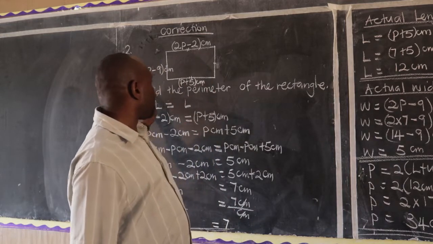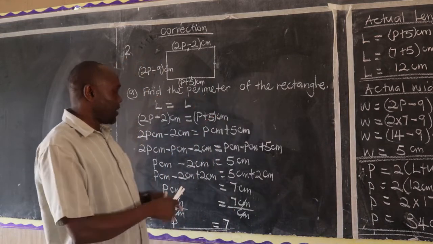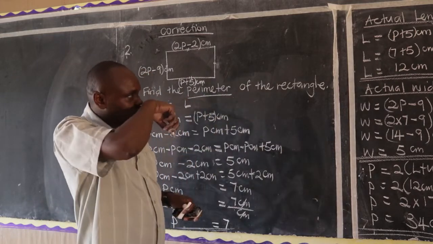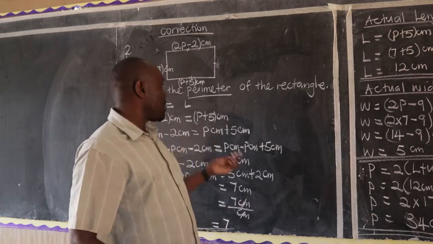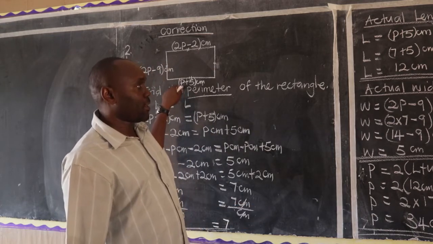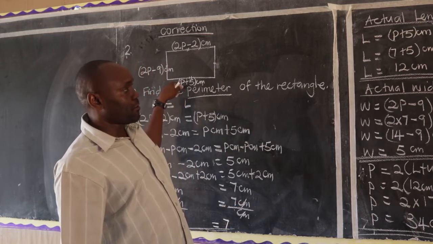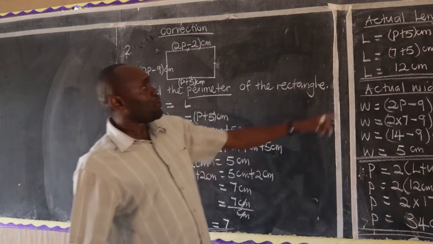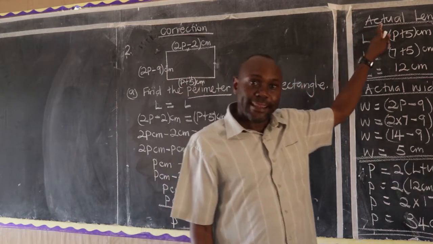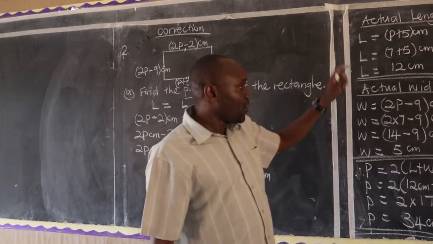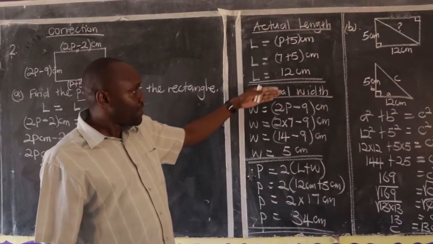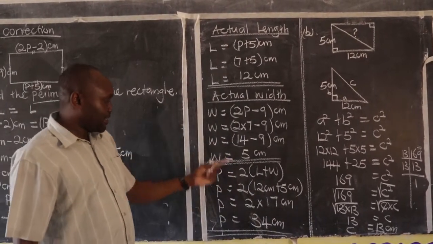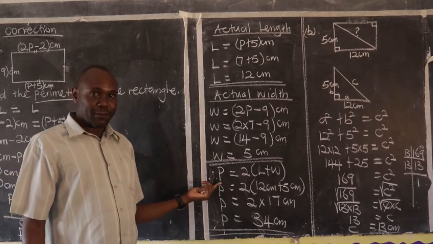So the question has gone direct to ask you to find the perimeter. We cannot find the perimeter when we have not known the value of P. So therefore, we need first of all to know the value of P. Then after knowing the value of P, we should also know the actual length and the actual width, and this is the one which is displayed.